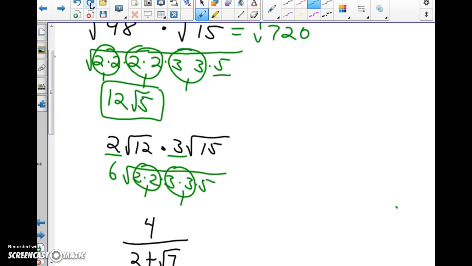6. 2 times 3 is 6. What's still left over inside? 5. But this 6 is going to be put with the 6 already out there. Those two 6s, what do you do with them? You multiply. So what's 6 times 6? 36. So the answer should be 36 square root of 5. That's what you're going to get. You got it.